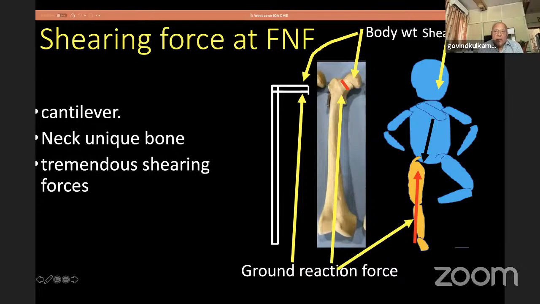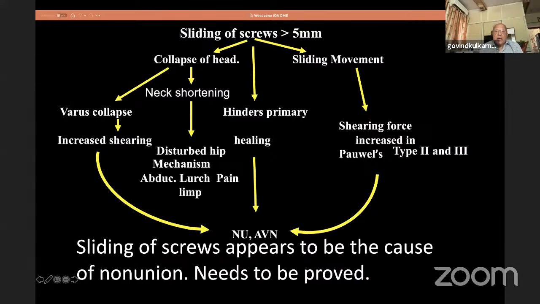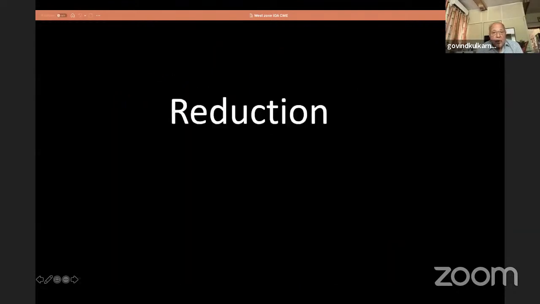See, the femur is the only bone which has a cantilever approach, and it has tremendous forces because of the weight bearing and the ground reaction force. You can see the tremendous forces acting. Sliding of the screws is another cause. It causes collapse of the head and varus collapse. It hinders primary healing, and sliding movement always has a shearing element. All these lead to non-union.